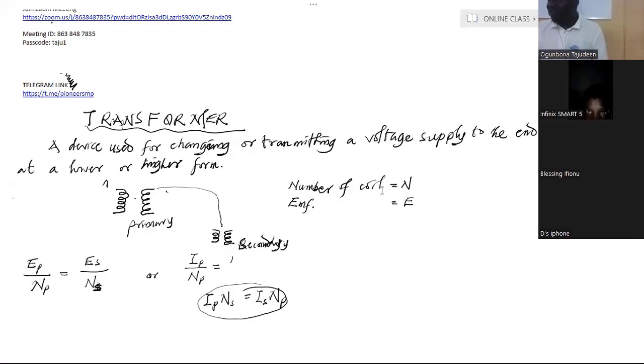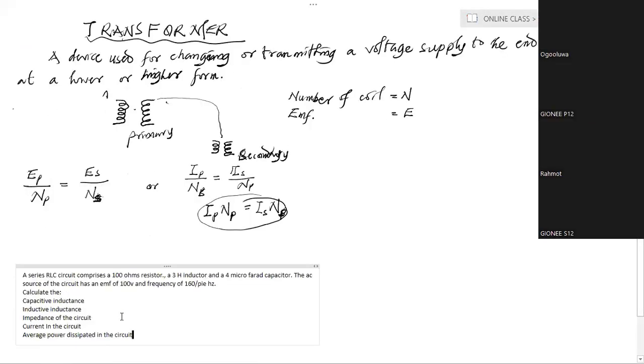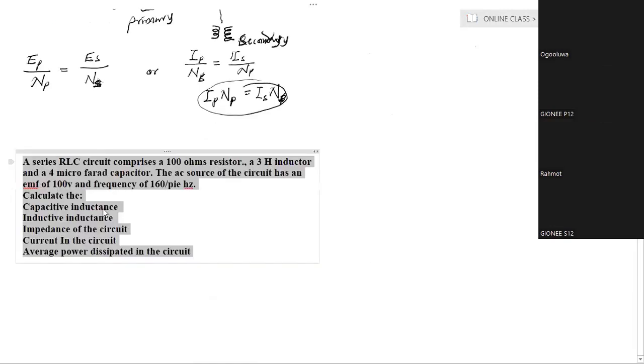If you have any question, please say your question. This is the question. Yes. I believe you can all see the question. It says RLC. This is it. RLC.